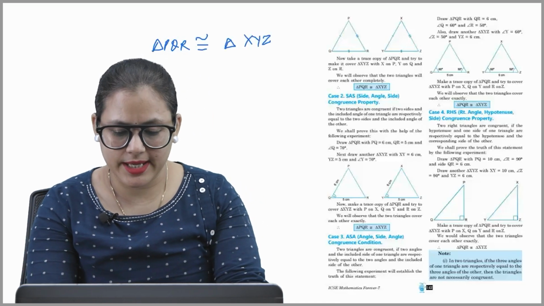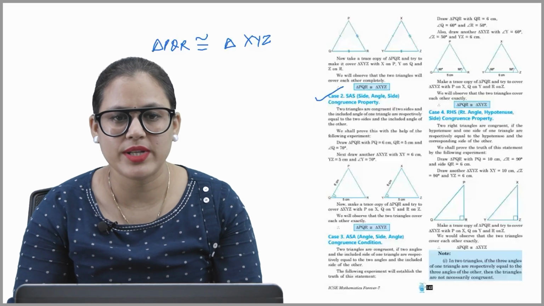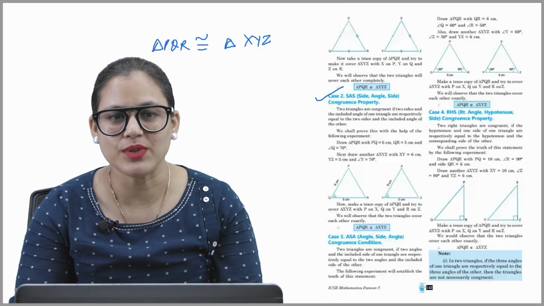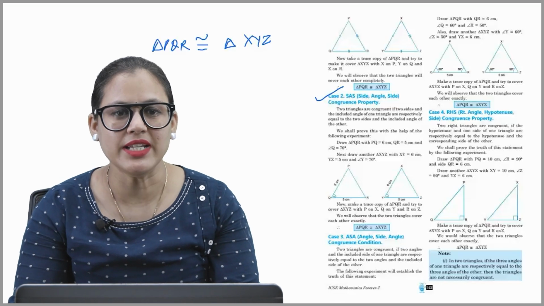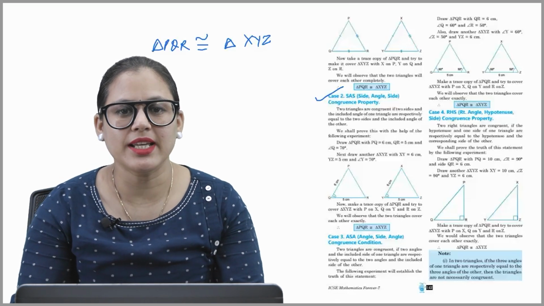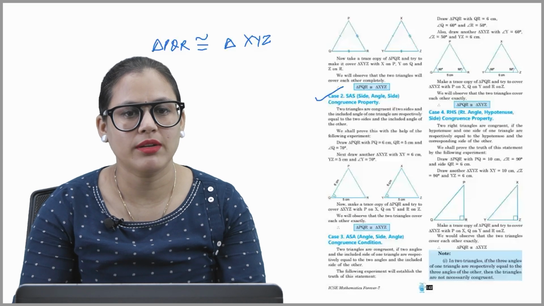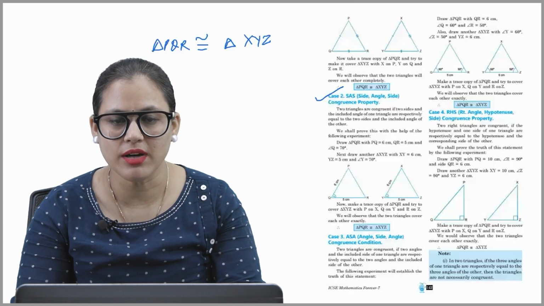Case 2, SAS, side angle side congruence property. Two triangles are congruent if two sides and the included angle of one triangle are respectively equal to the two sides and the included angle of the other. We shall prove this with the help of the following experiment. Draw triangle PQR.